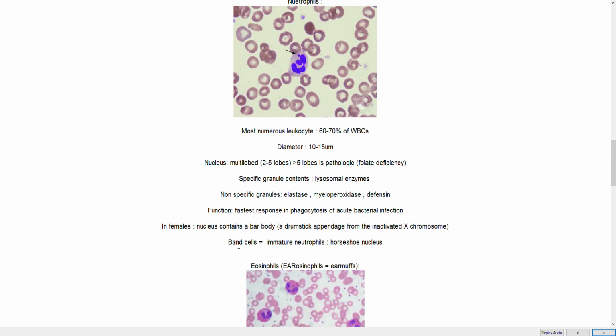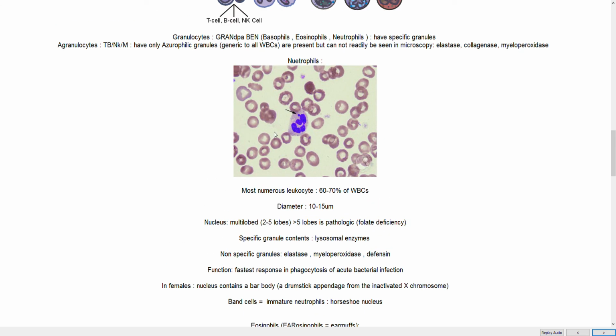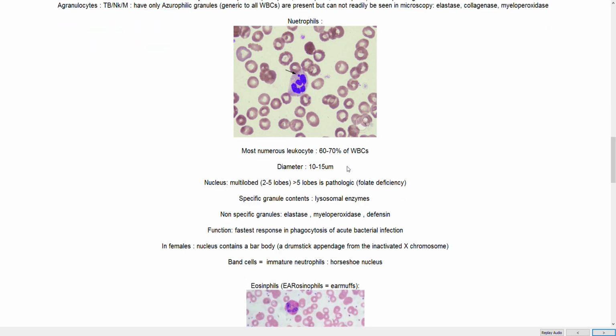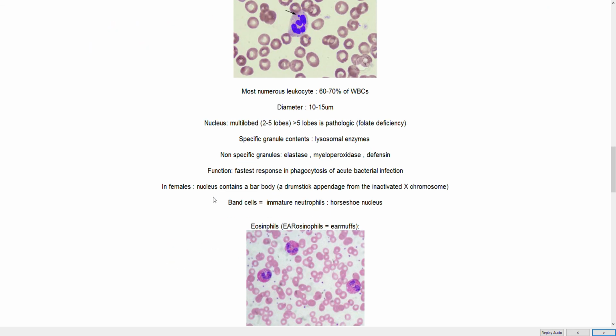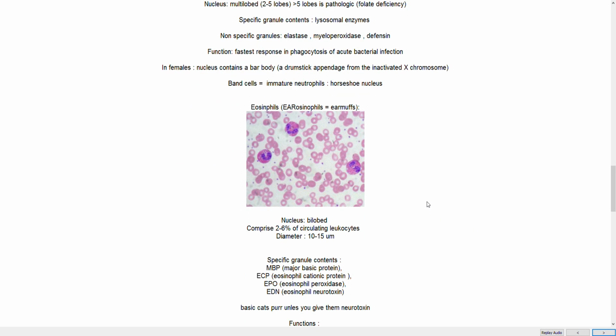An important side note is that band cells are also known as immature neutrophils, and if you ever see a neutrophil with a horseshoe-shaped nucleus, which is not this one right here, and someone tells you that that's a neutrophil, just know it's a band cell, and it's an immature neutrophil. So onto mature cells.